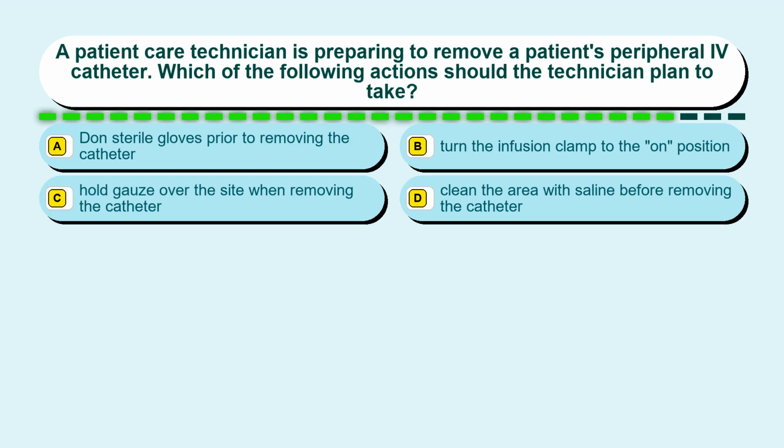A patient care technician is preparing to remove a patient's peripheral IV catheter. Which of the following actions should the technician plan to take? Option A, don sterile gloves prior to removing the catheter. Option B, turn the infusion clamp to the on position. Option C, hold gauze over the site when removing the catheter. Option D, clean the area with saline before removing the catheter.